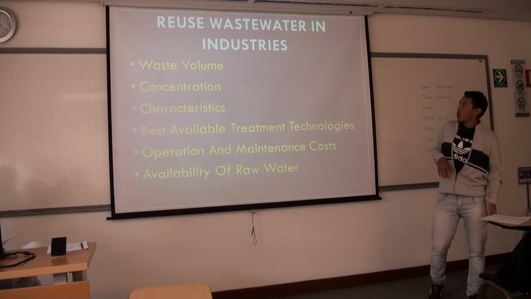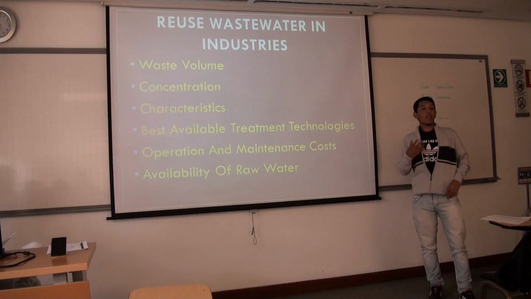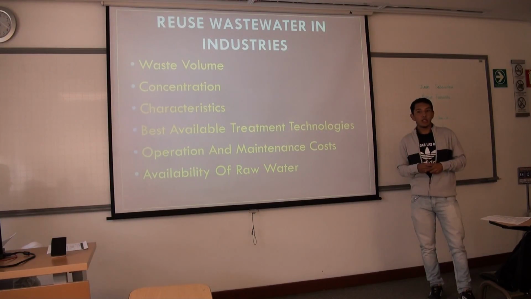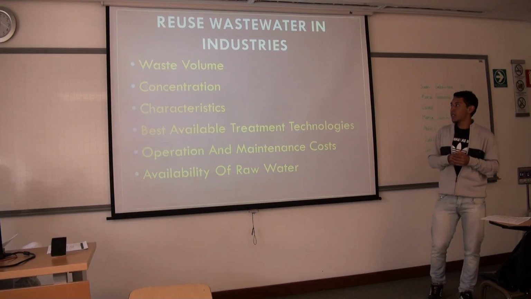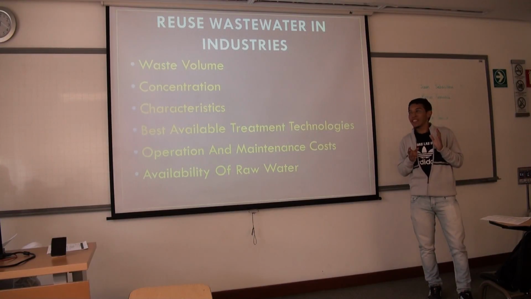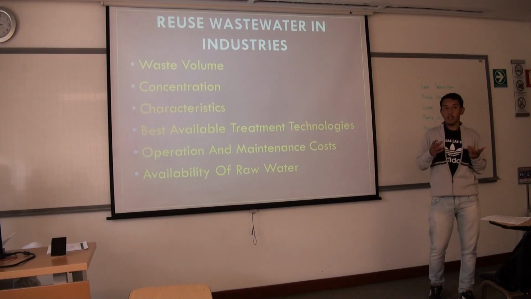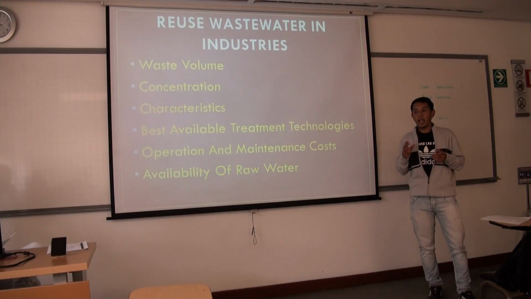So, what are the important factors when the industry wants to reduce this wastewater? The first is the waste volume. Basically it depends on how much water you are going to consume. You can apply some strategy or other. Second is the concentration, that is basically the quantity of chemical elements that are present in the water.